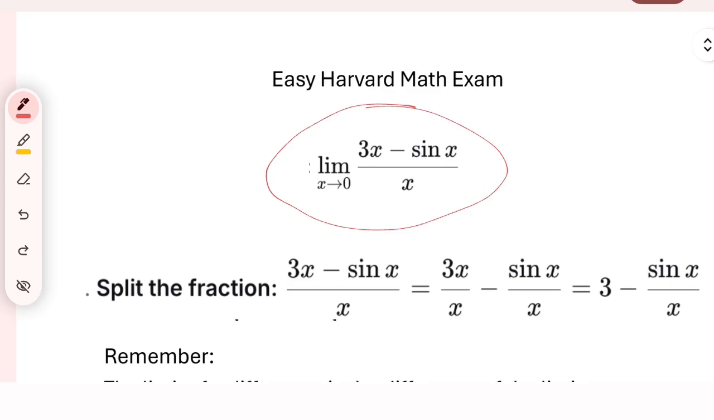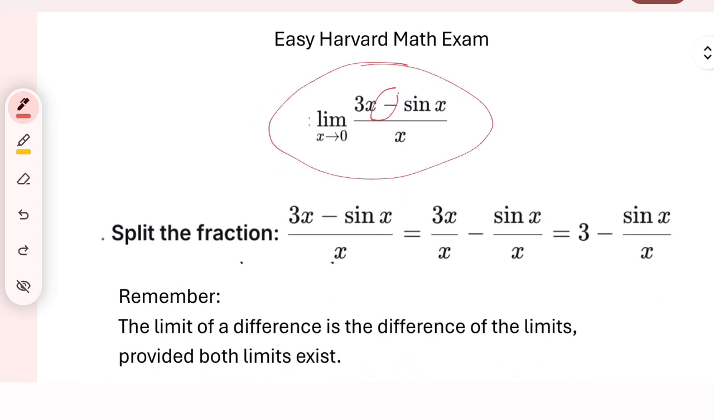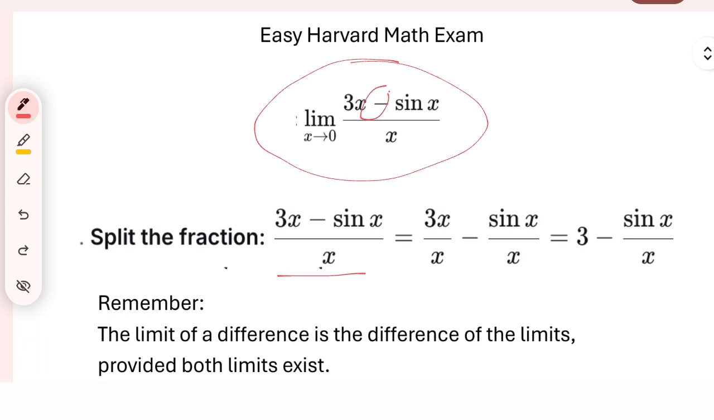So the strategy is, since it is a fraction and the numerator has a subtraction, you could split it into simple fractions. The first one is 3x over x, minus, since it is negative there, sine x over x. So that is how you split it, right?